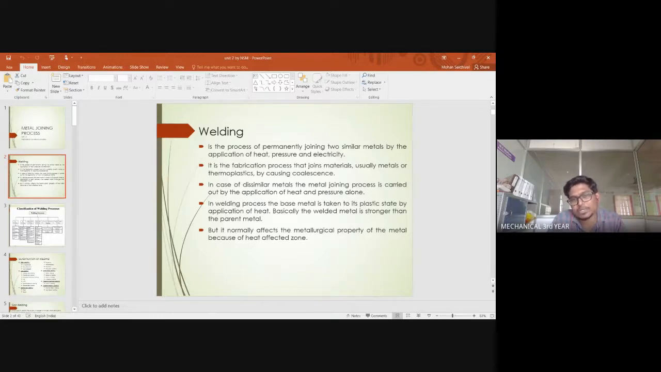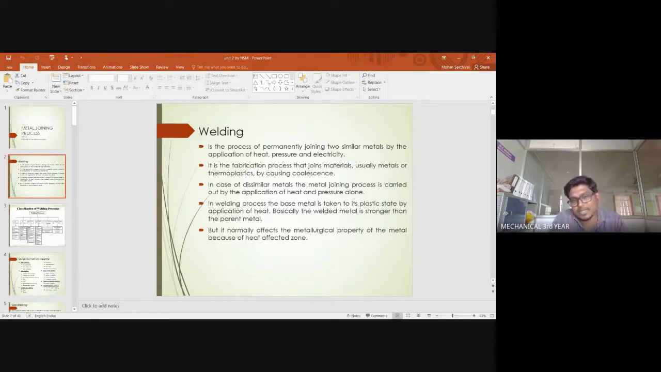So what it means is you do not require any other supporting tools in order to produce heat. Just by rubbing two metals, the friction will get produced. The friction results in the development of heat, and by application of pressure, you can join two similar or dissimilar metals. So in the welding process, the base metal is taken to its plastic state by application of heat. Basically, the weld metal is stronger than the parent metal.